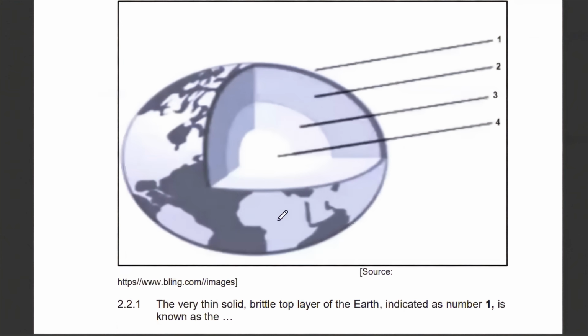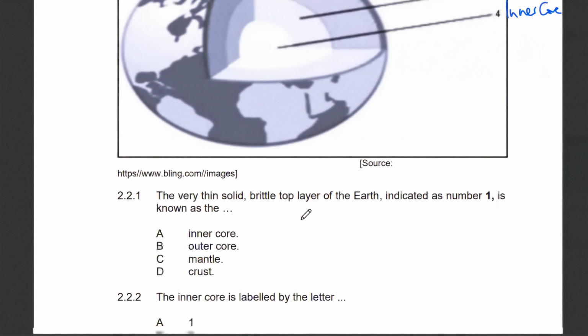2.2 is based on the Earth's internal structure. On the Earth's internal structure, we need to look at the different layers that form it. We have the crust, which comprises continents and oceans. Then we have the mantle, which is comprised of hot molten rock. Then we have the outer core, and then the inner core. Those are the 4 distinct layers of the Earth's internal structure. We are going to use those to answer the questions. Taking the first question, 2.2.1, it says the very thin, solid, brittle top layer of the Earth, indicated as number 1. That is the crust, without wasting time.